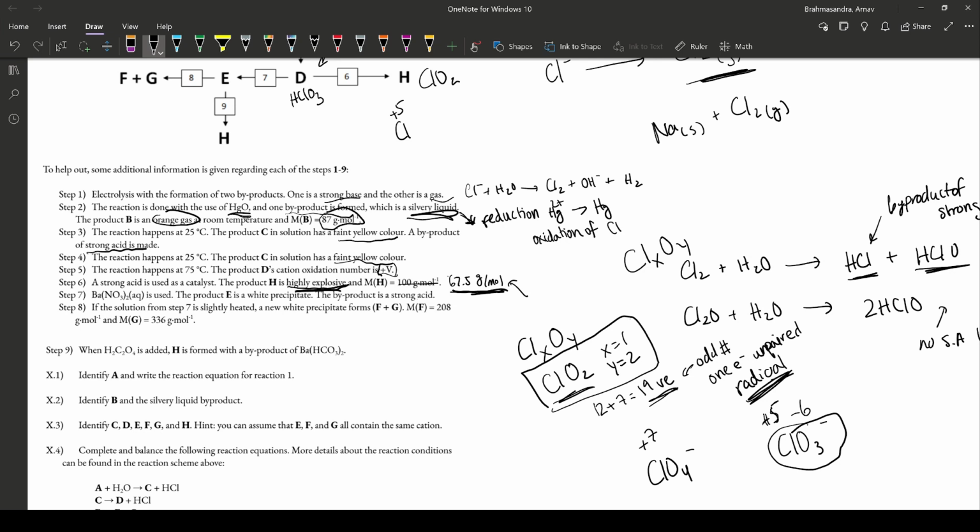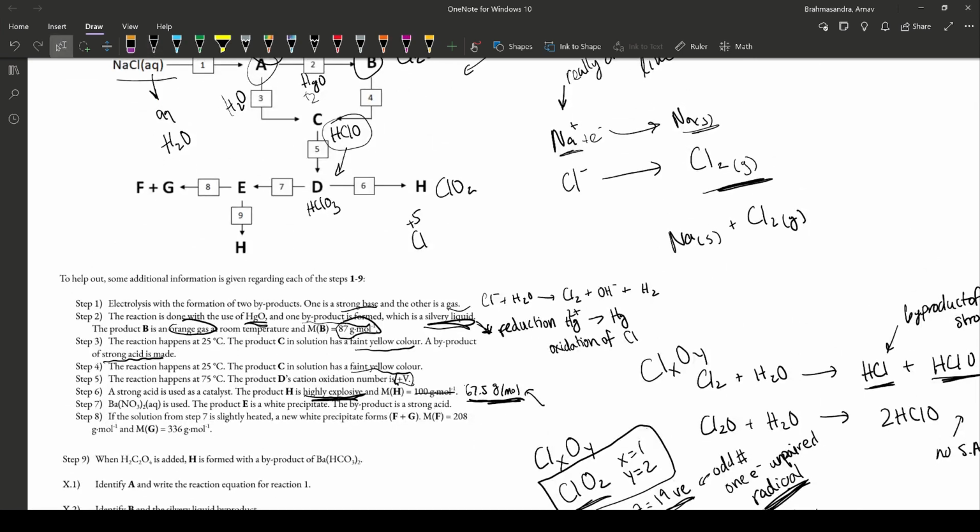And so when we have radicals, they're really, really unstable. And that's why this is so explosive, right? It's going to do anything it can to react with anything that's around it, for it to become stable and lose the fact that it's a radical, right? It wants to go from a radical and pair that electron. So because of this, it's very, very unstable. So that is why we have it being highly explosive, and for H, that's why we end up with ClO2.